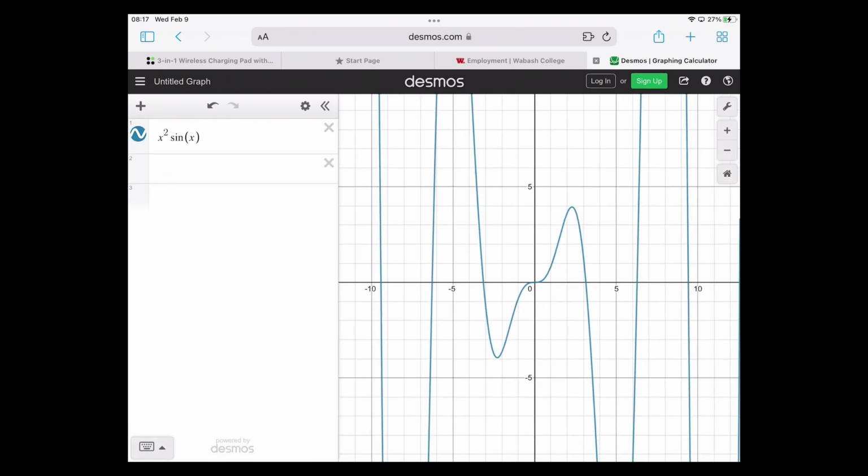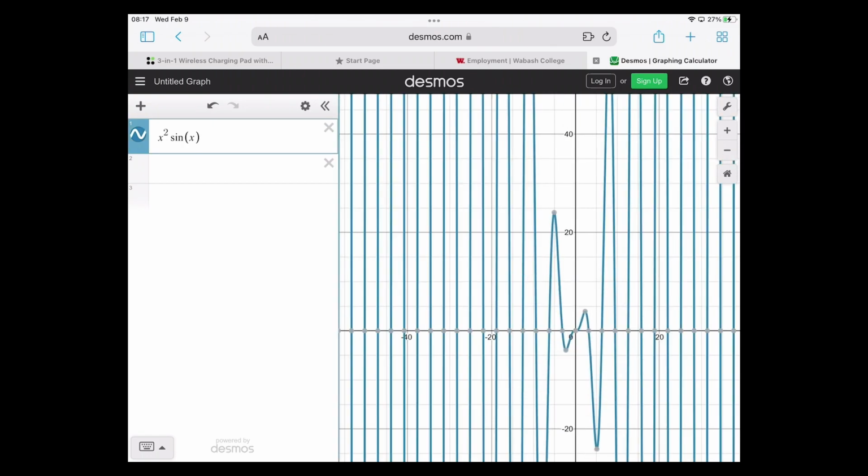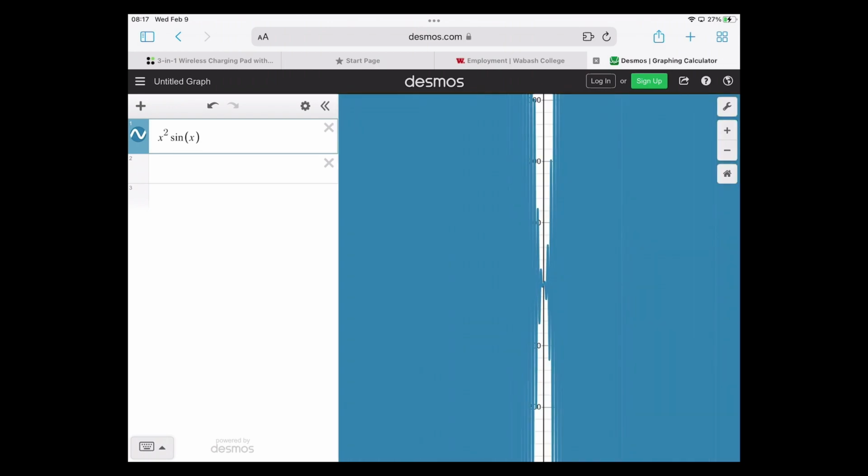Okay, so some warblediness going on here. What's going on with this thing? So sine of x is basically going to oscillate. If I multiply that by x squared, what's going to happen is as x gets big or really negative, the x squared terms are going to be huge.